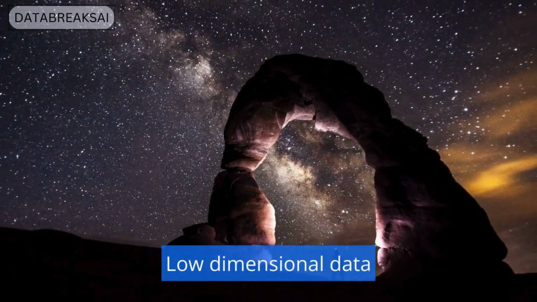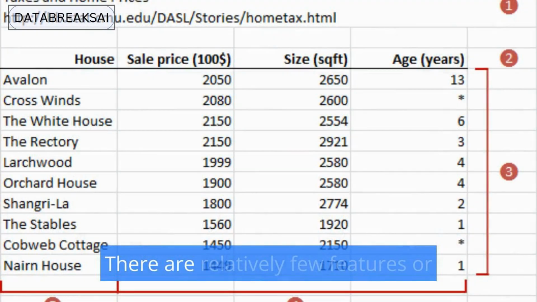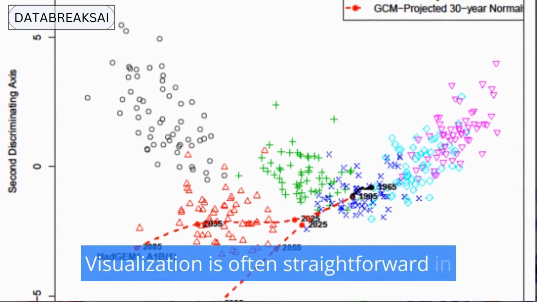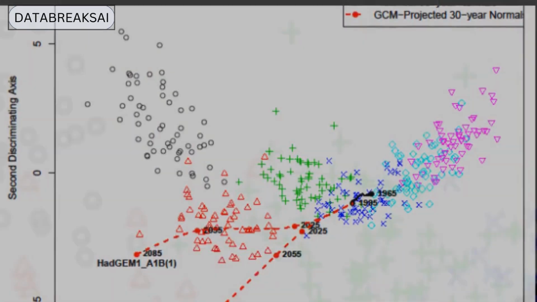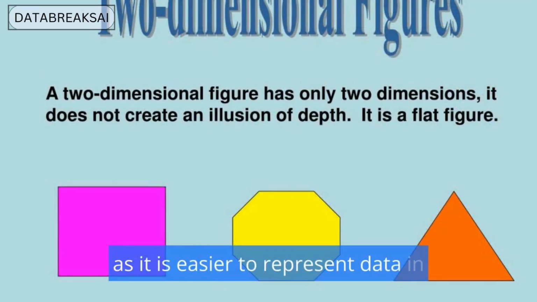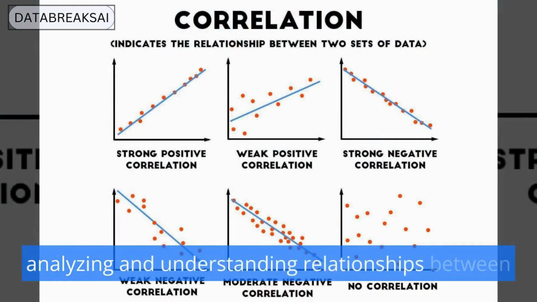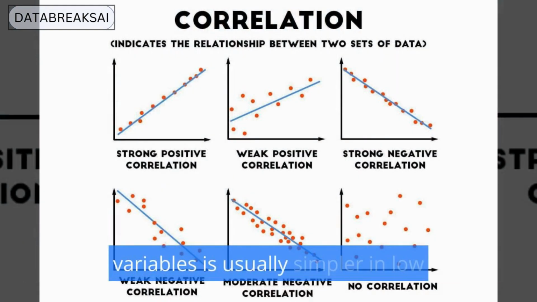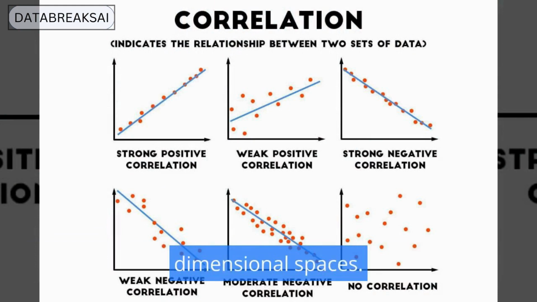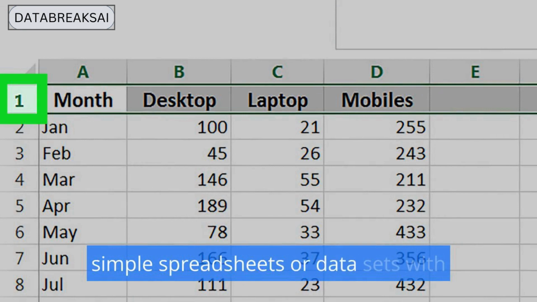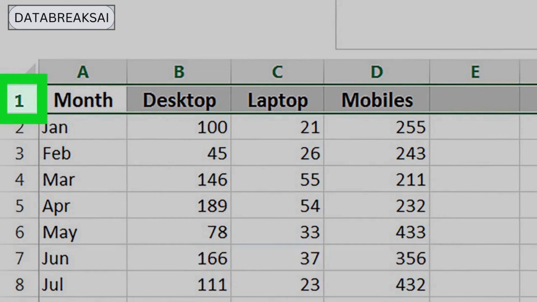Low dimensional data. In low-dimensional data, there are relatively few features or variables. Visualization is often straightforward in low-dimensional spaces, as it is easier to represent data in 2 or 3 dimensions. Analyzing and understanding relationships between variables is usually simpler in low-dimensional spaces. Examples of low-dimensional data include simple spreadsheets or datasets with a small number of columns.